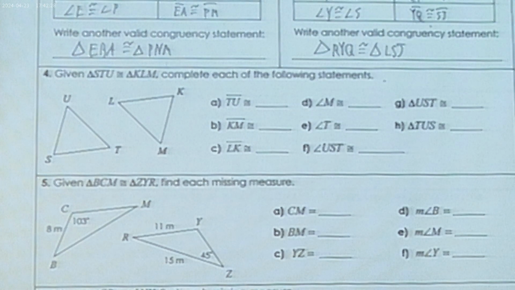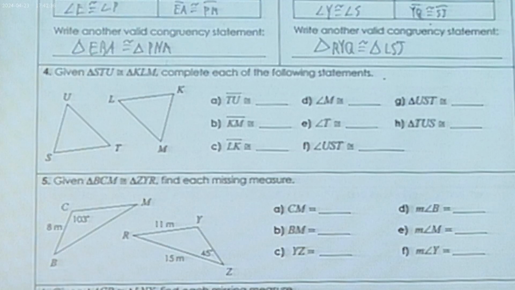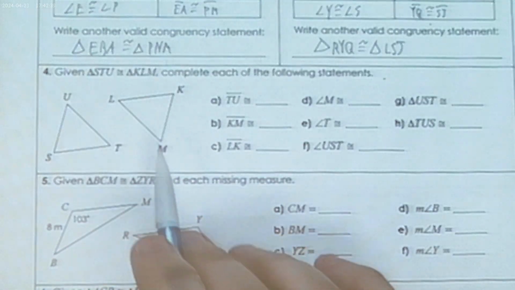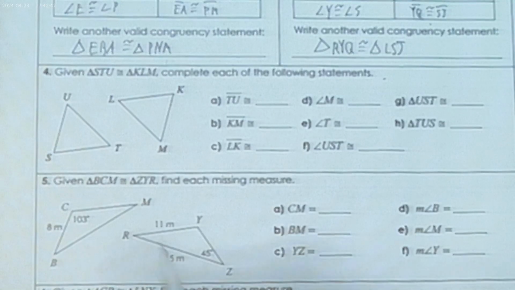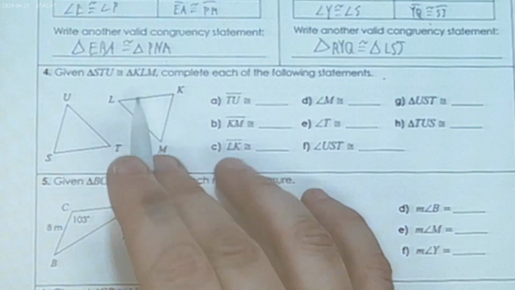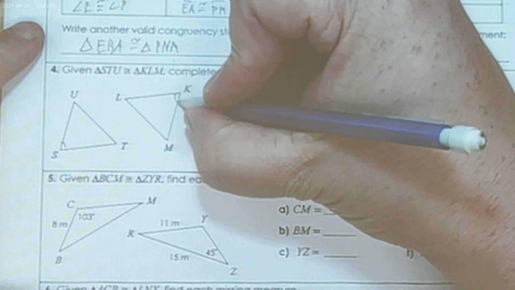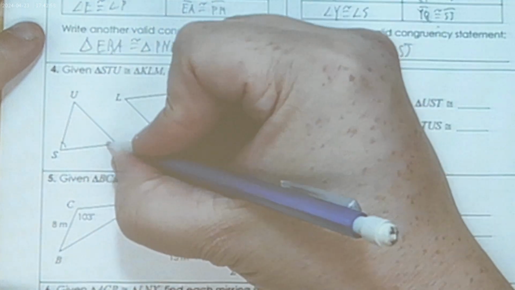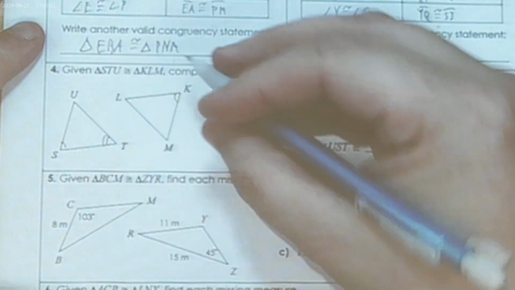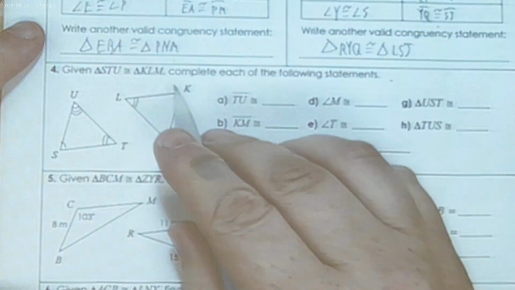Now, even though they aren't asking for measurements or angles, they're asking for sides that these are related to. If you are given a picture with a congruency statement, always, always, always start by mapping the reference angles with the congruency statement. So I've got S related to K. I've got T related to L. And then I've got U related to M.